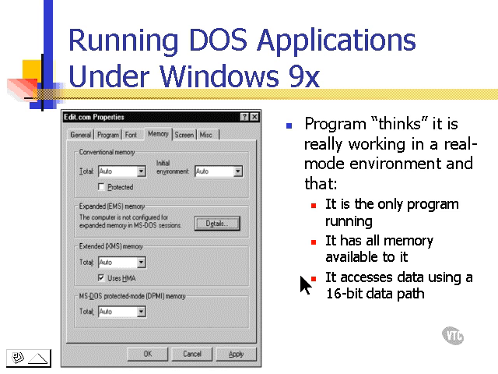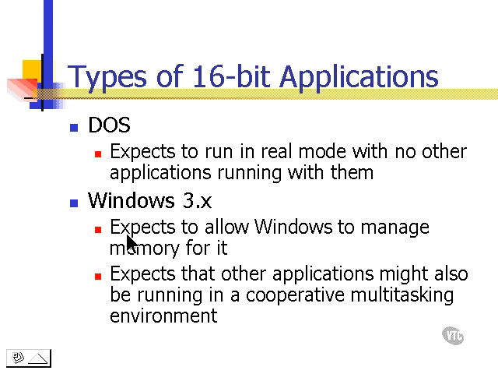So Windows 9X makes every program feel comfortable because it gives it what that program needs. This varies between DOS and Windows 3X. DOS expects to run in a real mode with no other applications running with it. Because in DOS, if we wanted to run another program, we had to shut down other programs. In other words, we could only run one program at a time in DOS. So that's what DOS expects. So that's what Windows 9X simulates.